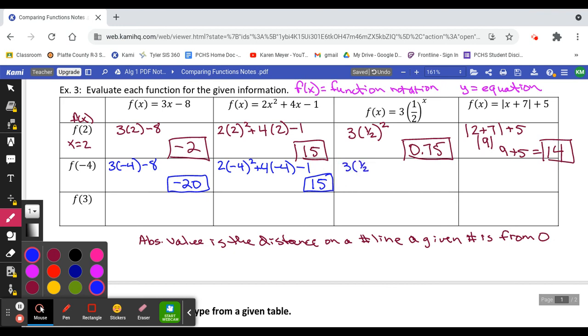3 times 1/2 raised to the -4th power. And if you type that in exactly how it looks, you will get 48. Absolute value of -4 plus 7 plus 5. Inside the absolute value, what's -4 plus 7? Well, that's +3. And the absolute value of 3 is 3. Because what's the distance from 3 to 0 on a number line? It's 3 spaces. So 3 plus 5 is 8. All right, you try the last row by yourself.